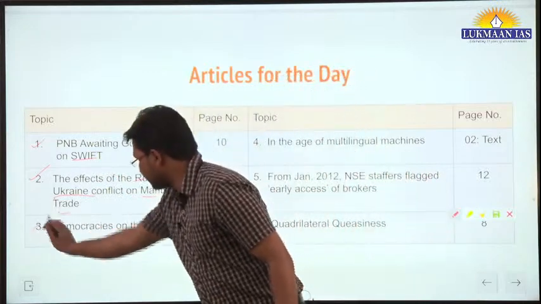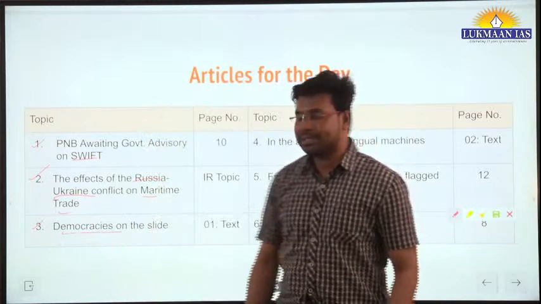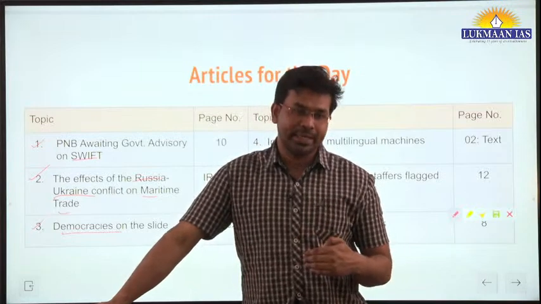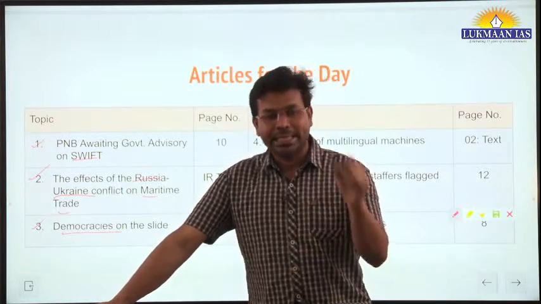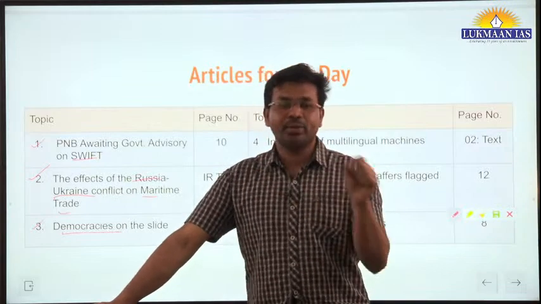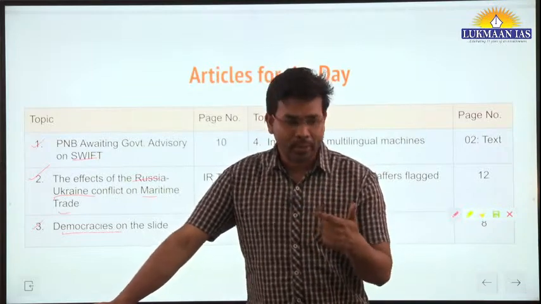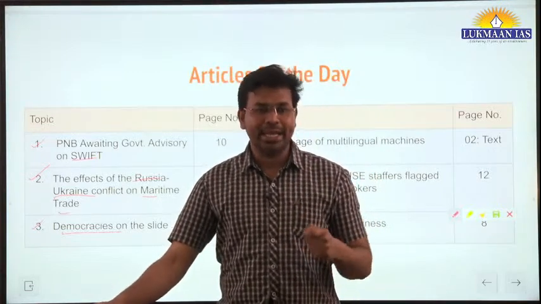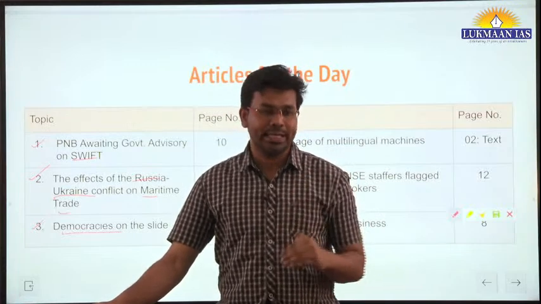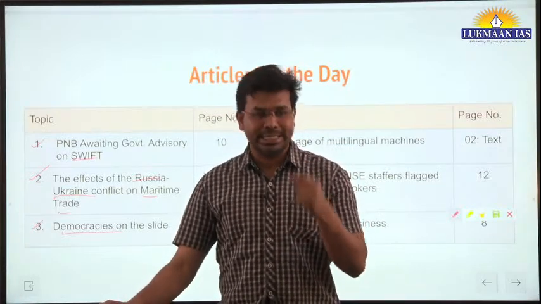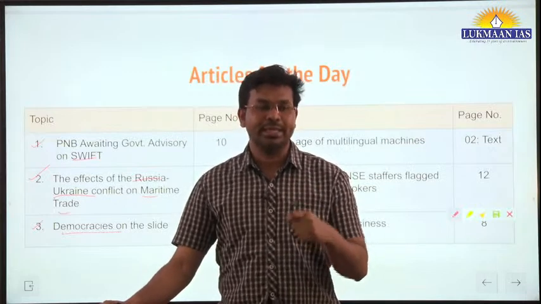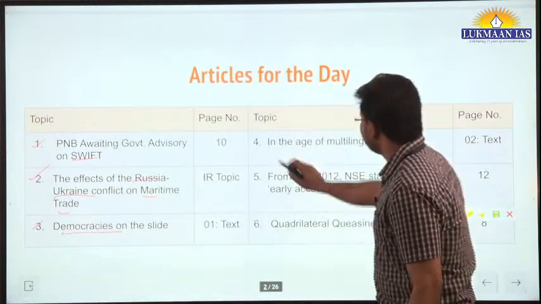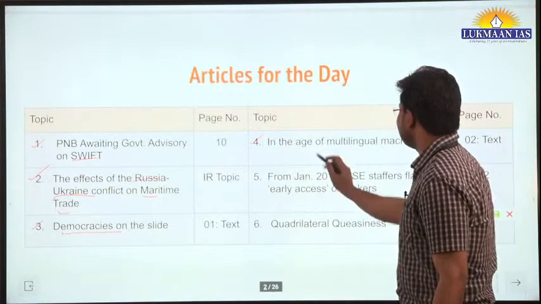Then the next topic that we are going to discuss about is democracies on slide. So recently the democracy report was published by one of the organization. That democracy report has also ranked India. So we are going to talk about what was the rank of India, which organization has released that particular report, and why India's rank is so low in that particular index. So we are going to discuss in detail related to how the democracy in India has been changing over the time, right?